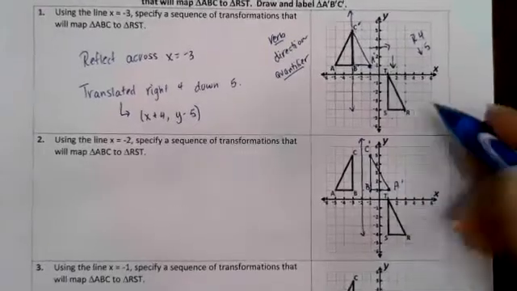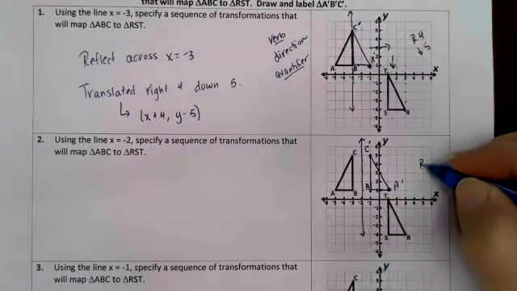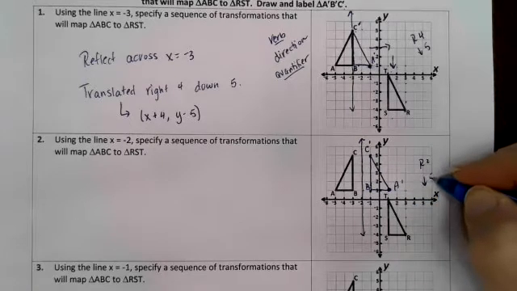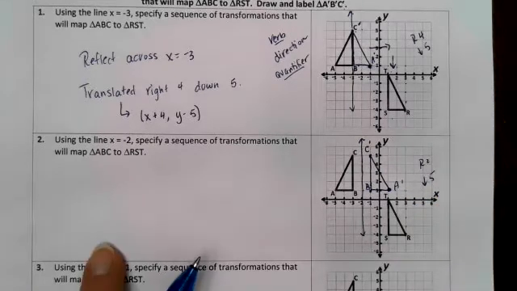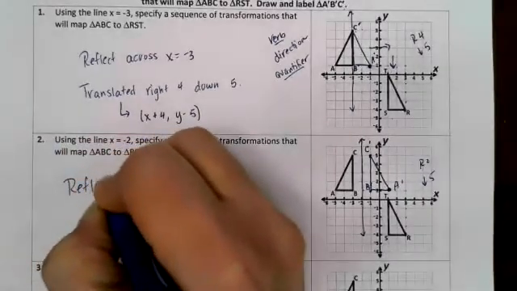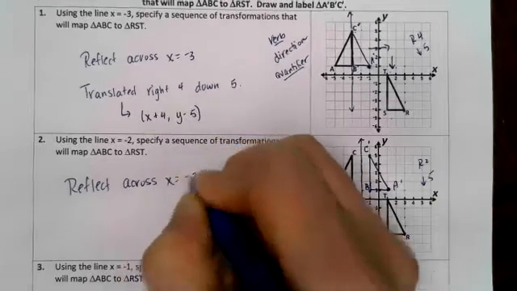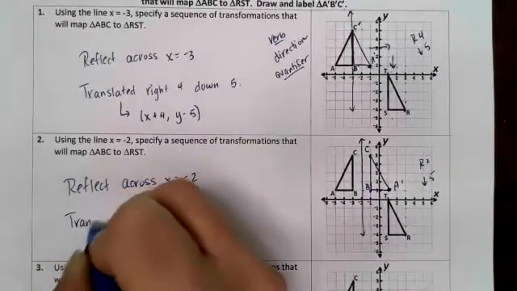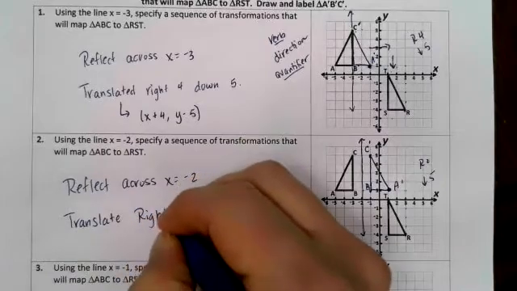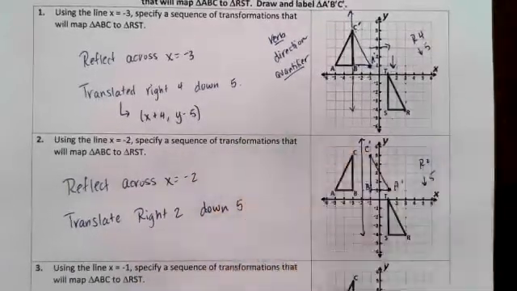And then to move from here to here, I'm going to take A and map it up to R. So I need to go to the right 2, and then down 5. So my sequence of transformations will be to reflect across x equals -2, and then translate right 2 and down 5.